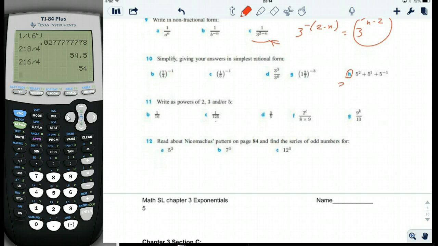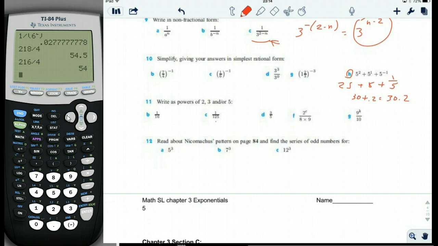We have 5 squared, which is 25. We add it to 5 to the first, which is 5, and we add that to 5 to the negative 1, which is 1 over 5. What does that equal? What's the simplest form? 25 plus 5 is 30, plus 1/5 is 0.2, so the answer is 30.2.